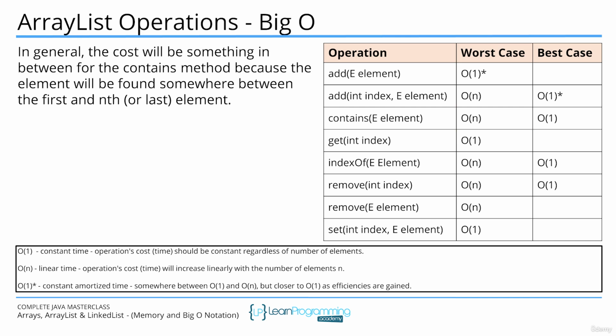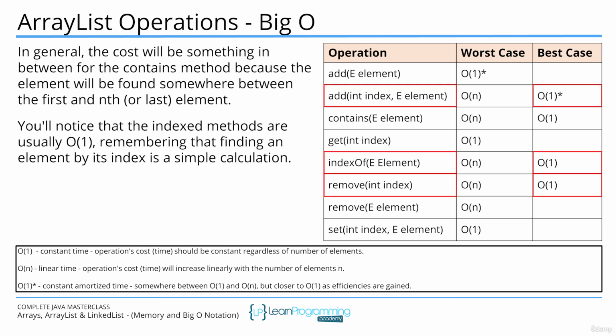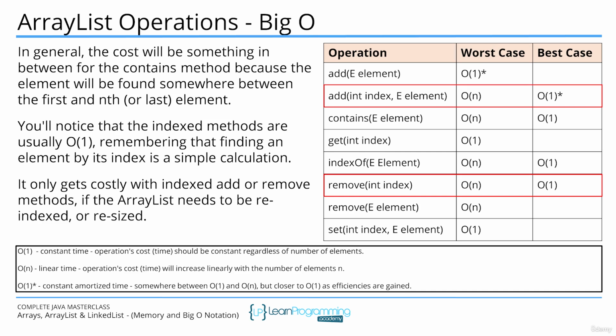In general, the cost will be something in between for the contains method because the element will be found somewhere between the first and nth or last element. You'll notice that the indexed methods are usually O(1), remembering that finding an element by its index is a simple calculation. It only gets costly with indexed add or remove methods if the array list needs to be re-indexed or resized.